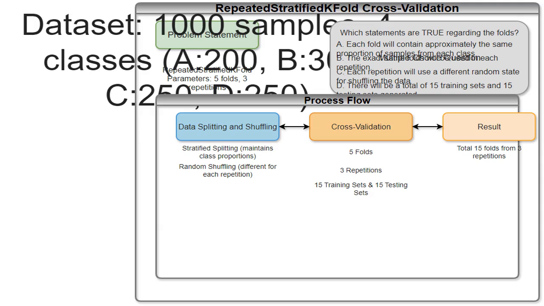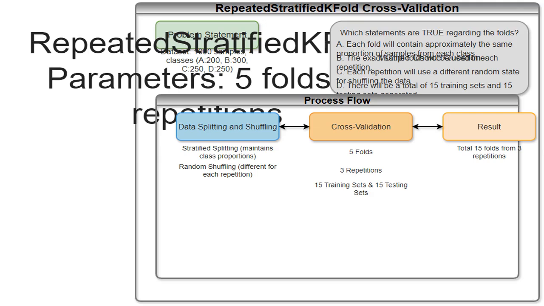This line provides details about the dataset that is being worked on. There are 1,000 samples. The distribution is imbalanced, with Class A having 200 samples, Class B 300, Class C 250, and Class D 250. This imbalance is a crucial factor in choosing the right cross-validation technique, which is repeated stratified K-fold validation. This specifies the parameters used in repeated stratified K-fold.